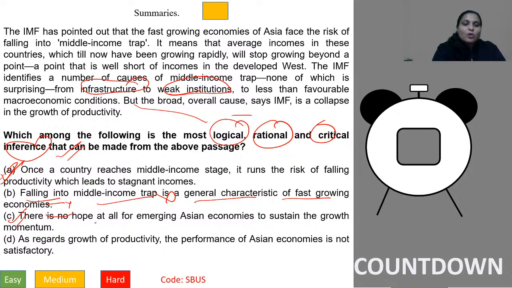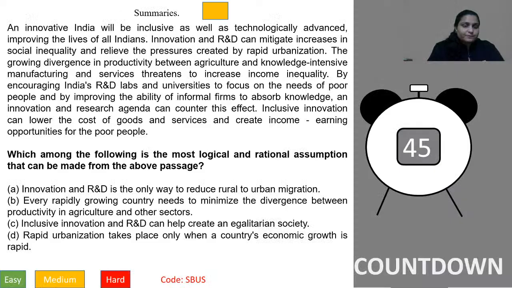Option number C, there is no hope at all. Obviously, blanket statements like that there is no hope are usually incorrect. They're just saying that productivity declines and hence the middle income trap. So no. And the last one says that as regards economic growth of productivity, the performance of Asian economies is not satisfactory, which is nowhere mentioned here. So the best option is option number A. With that, we'll move on to question number 2.